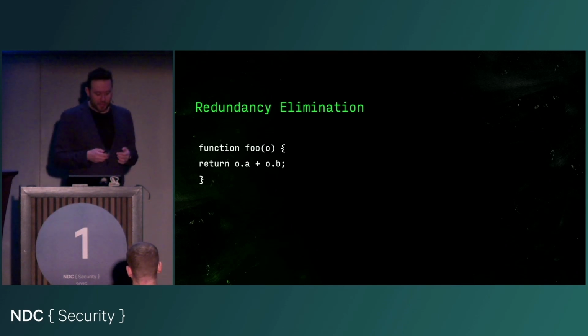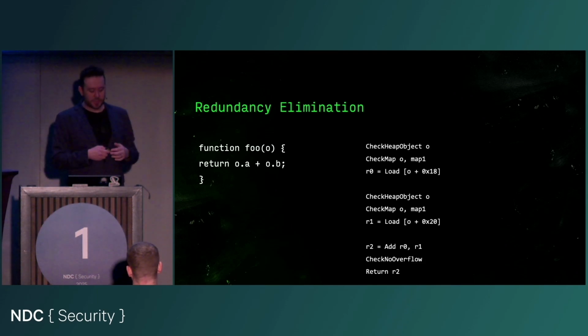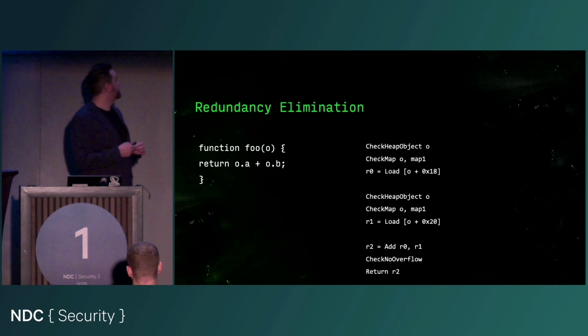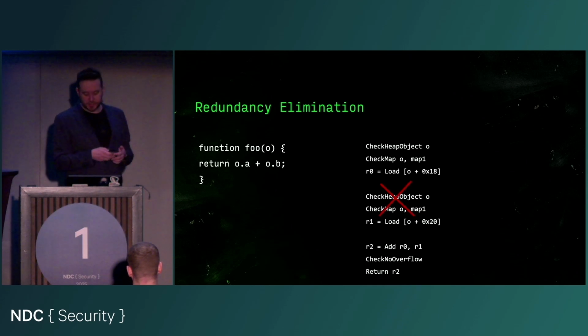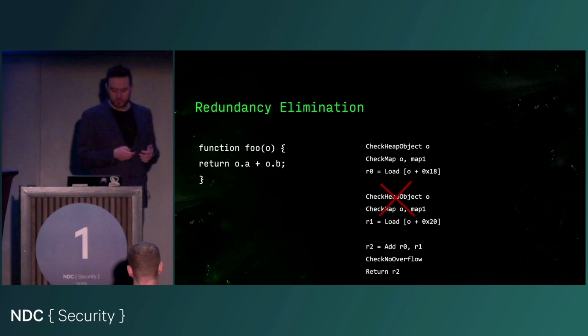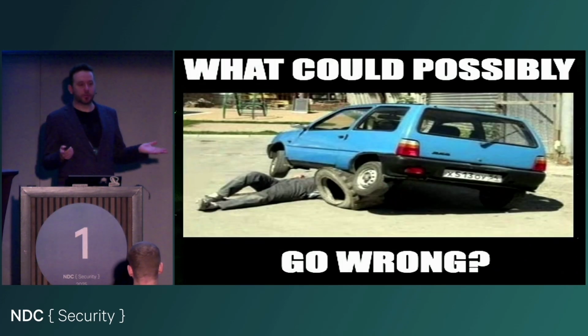In practice, if we have this function, we could have this resulting intermediate representation. But as we can see, the second check might be unnecessary, it is redundant. The second check heap object and check map are redundant. So what redundancy elimination, which is one of the optimization phases of TurboFan, does is that it might remove it. However, are we really sure that we cannot have any possible side effect in between those eliminations? Let's see. What could possibly go wrong?